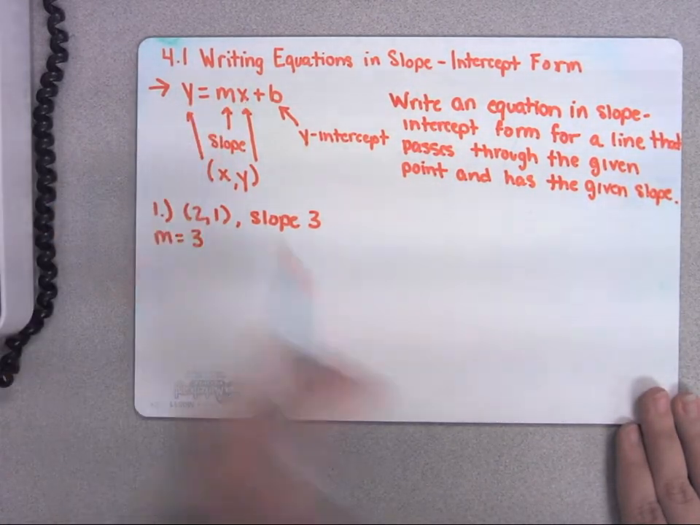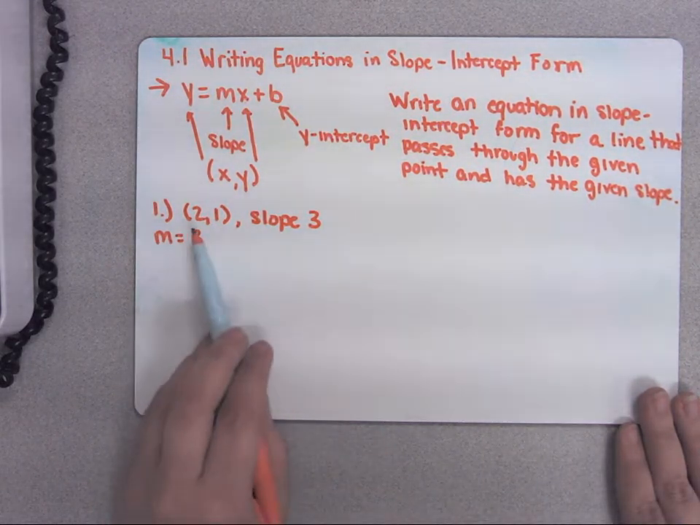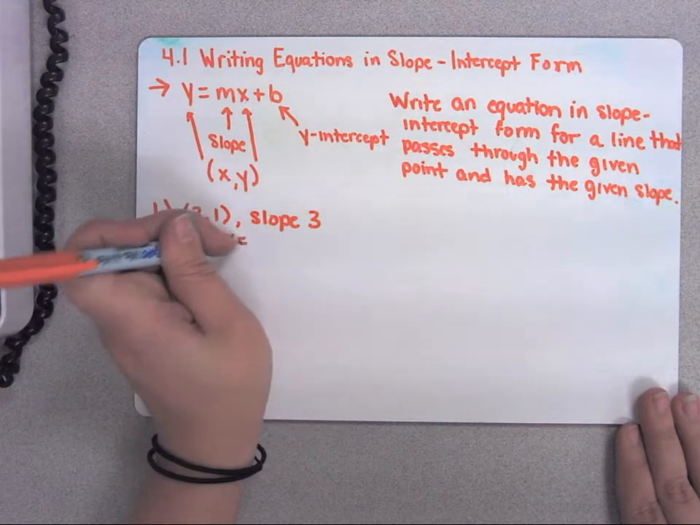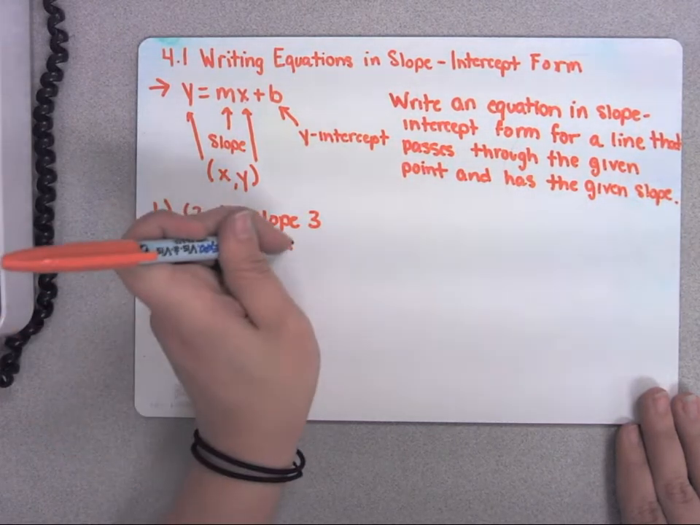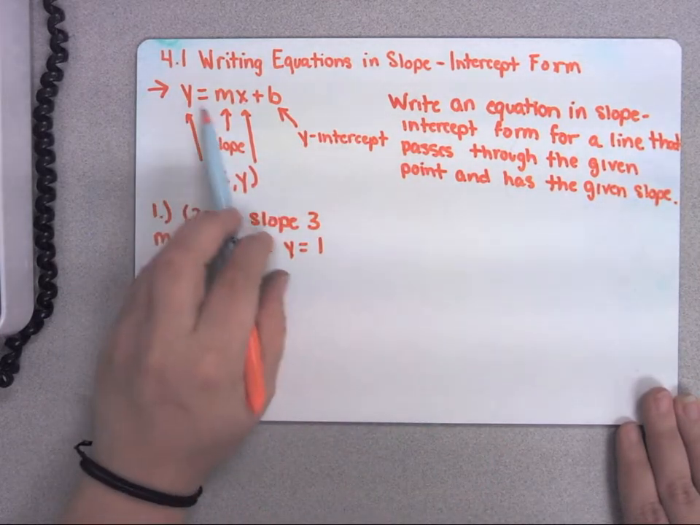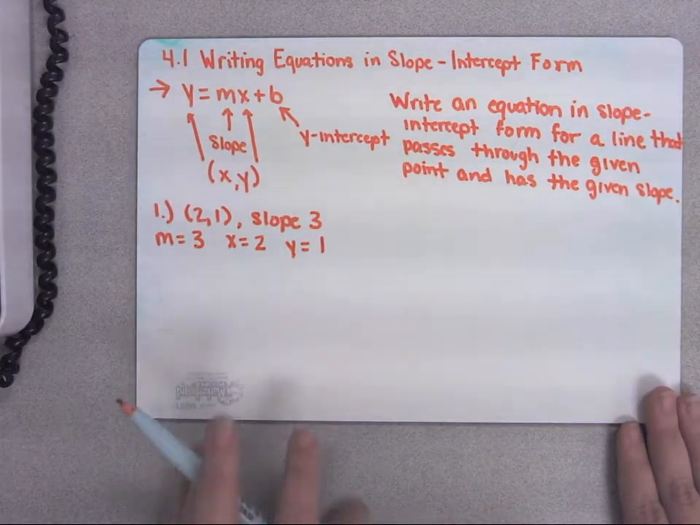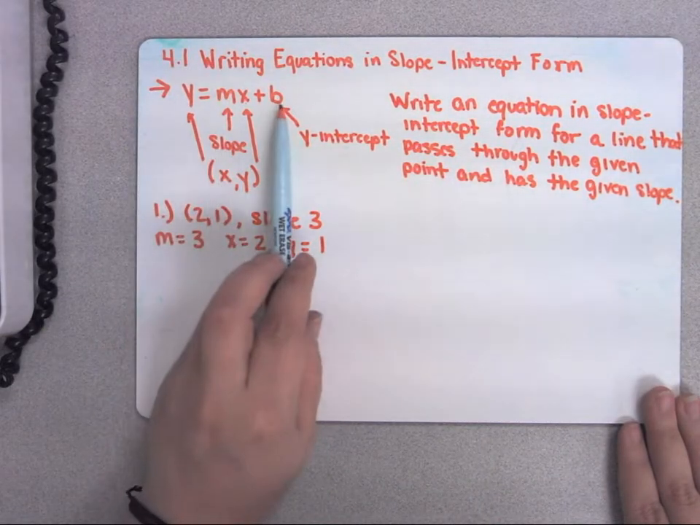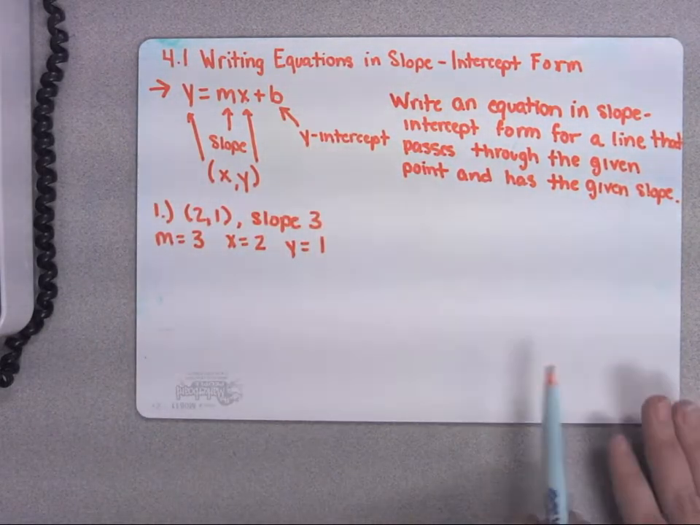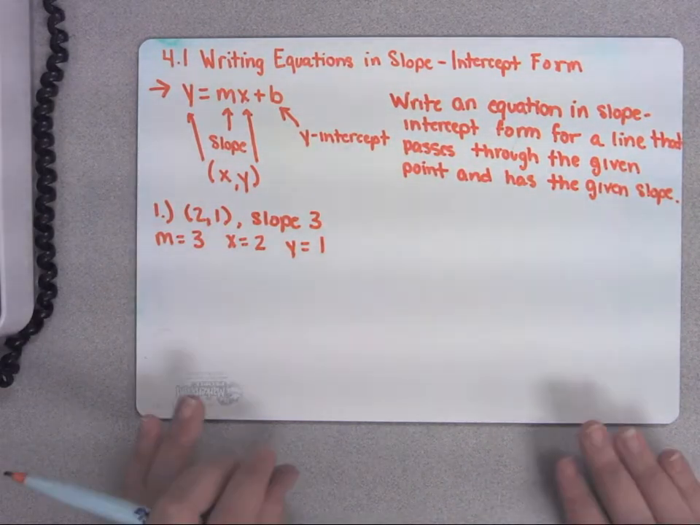Do we know what x and y are? Yeah, because we're given a point, right? So what is x? 2. And what's y? 1. What's the only letter we don't know the answer to in that equation? y equals mx plus b. We don't know what b is, right? We don't know that y-intercept. So that means we need to find it, because in an equation, we have to know that number.